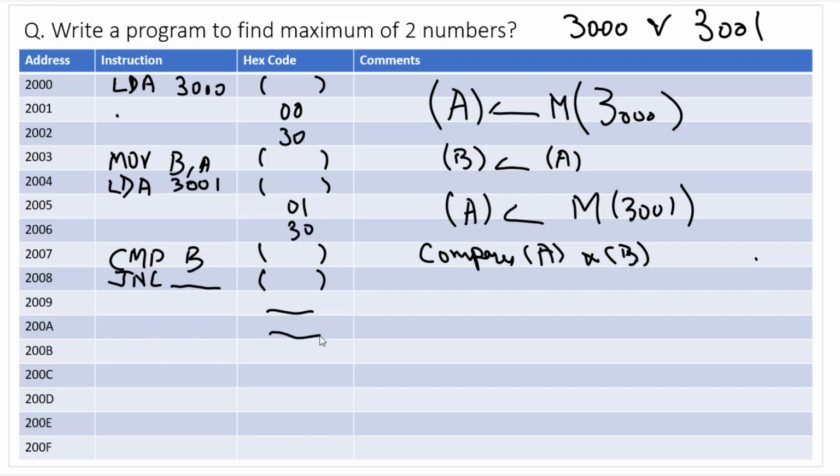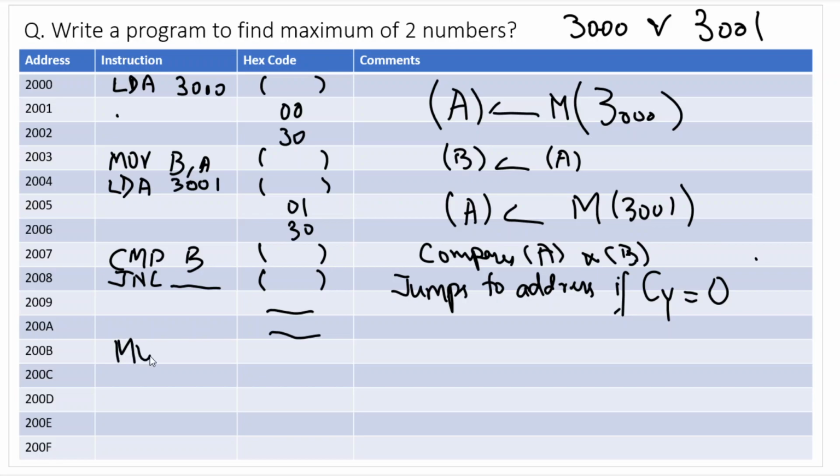So what does this instruction do? It jumps to the address specified here, if carry is not set, or in other words, if carry is reset. That means carry is equal to 0. So if carry is equal to 0, it will jump. If carry is equal to 1, it will not jump, it will move on to the next instruction. And what will that instruction be?